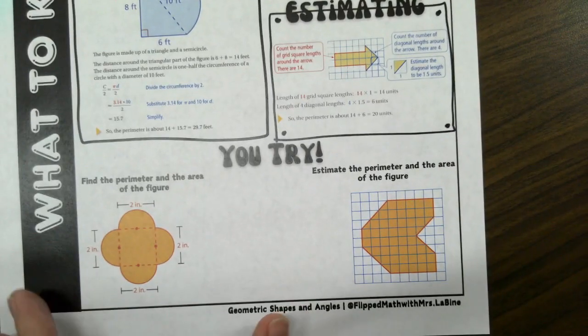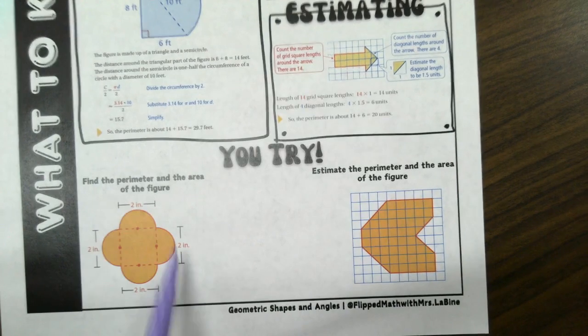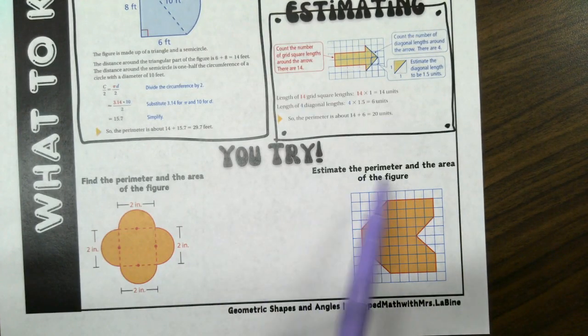You're going to try down here to both find the perimeter and the area of the composite figure, and then you're going to estimate the perimeter and the area of this figure. All right.